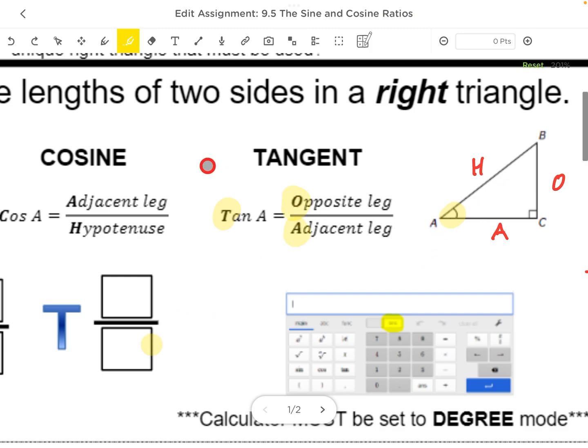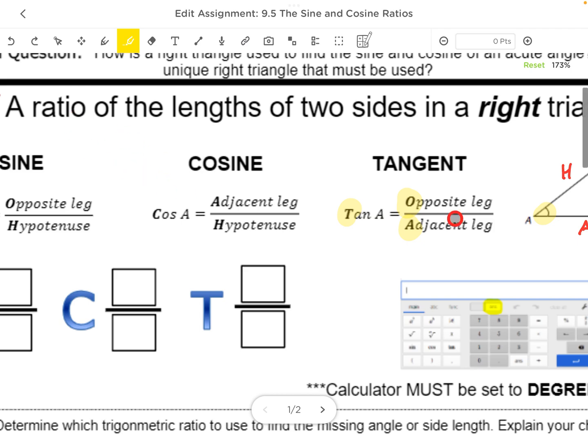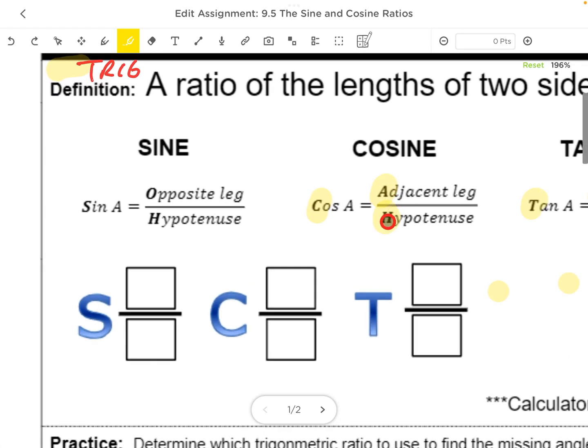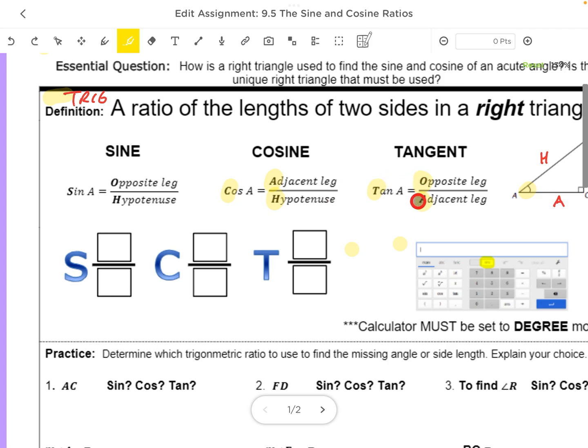But sometimes we aren't given the opposite and adjacent. Sometimes we're just working with the adjacent and the hypotenuse. So instead of tangent, we're going to use the one called cosine. And sometimes we don't have adjacent and hypotenuse, or opposite and adjacent. We have the third combination, which is opposite and hypotenuse. If we're working with those, then we're going to choose to use sine. So what we're going to do today is practice which one we will use, sine, cosine, or tangent, based off the information they give us.